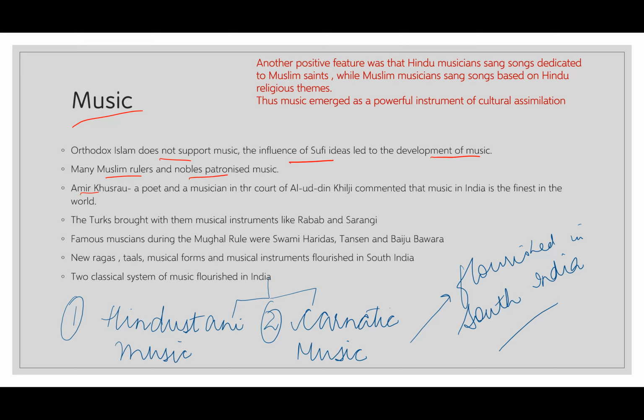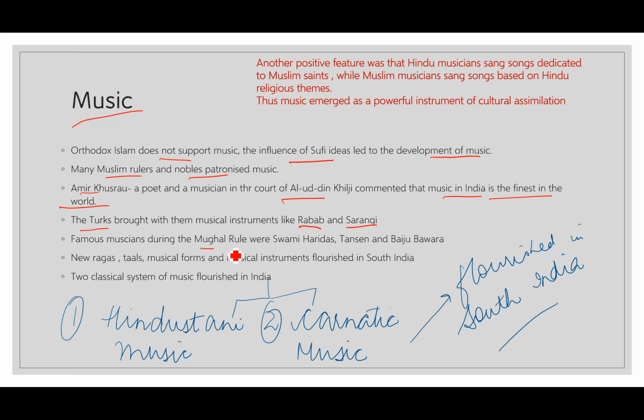Like Amir Khusro, a poet and musician in the court of Alauddin Khilji, commented that music in India is the finest in the world. Right? So basically, Amir Khusro was a poet and a musician in the court of Alauddin Khilji, and he taught that music in India is the finest in the world. Now the Turks, with the Delhi Sultans, also brought with them the Rabab and Sarangi.